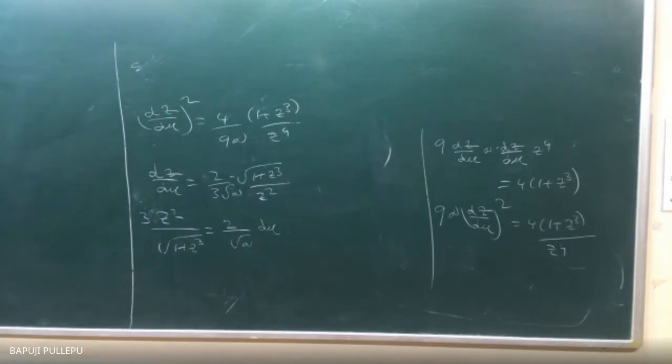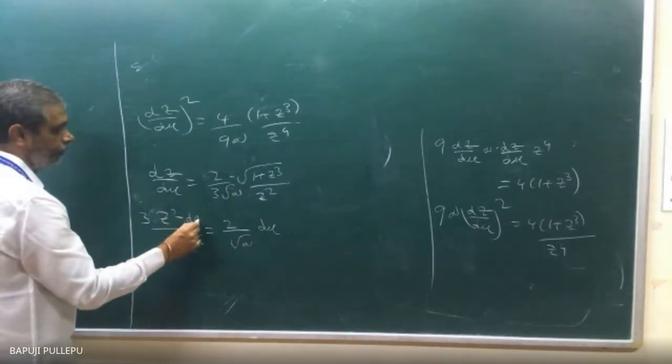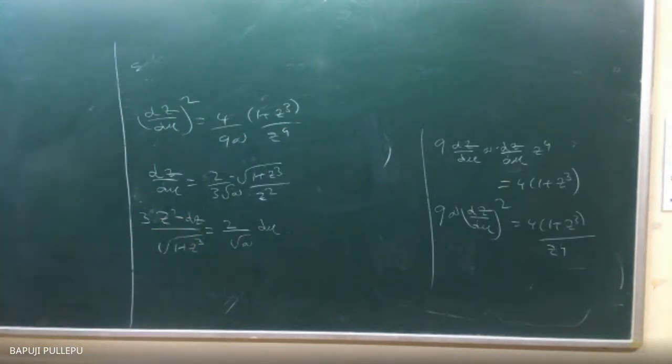What? Read out. I am taking this side. dz, good. We see. Thank you. Okay. Now integrating both sides. What you will get? Now 3z square root of 1 plus z cube is what you will get, tell me.